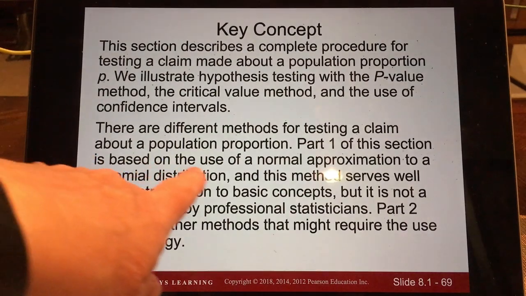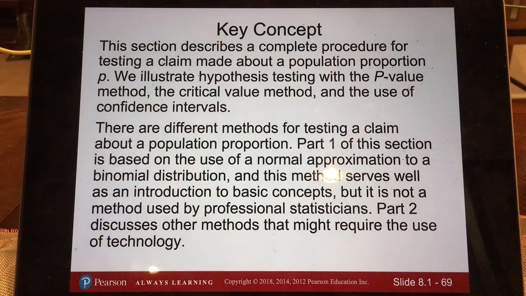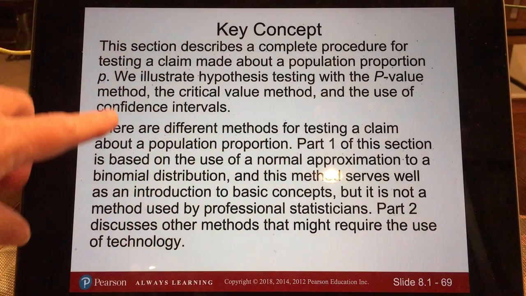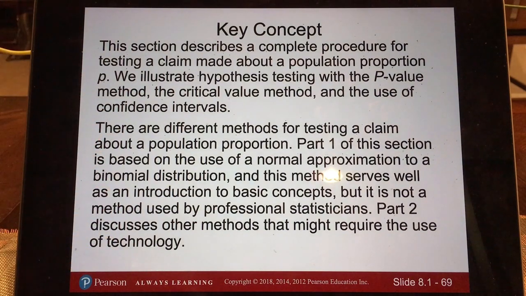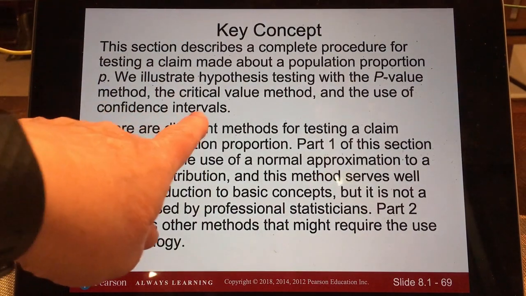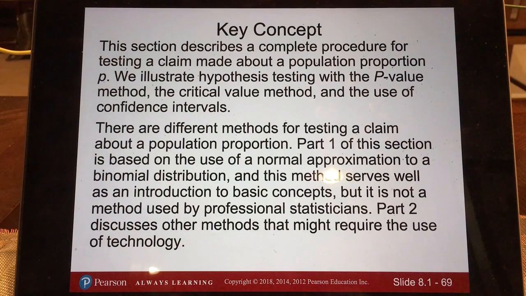Part 1 of this section is based on the use of a normal approximation to a binomial distribution, and this method serves well as an introduction to basic concepts, but is not a method used by professional statisticians. Part 2 discusses other methods that might require the use of technology. The ones that we're going to use mostly are going to be the z-score, and we're going to do that both with the p-value and the critical value. We're not going to worry too much about the confidence intervals, but I'll tell you as we get there what we're going to really concentrate on.